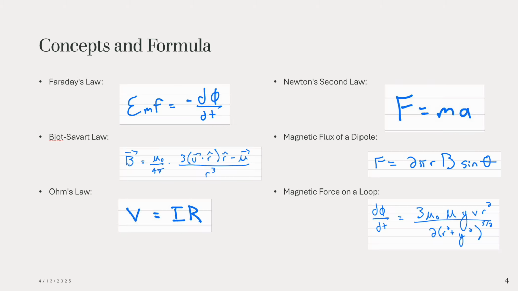Now, concepts and formulas. The overarching concept here is relating EMF to magnetic flux via Faraday's law. We also have the Biot-Savart law, which is the dominating magnetic field equation. Then Ohm's law sneaks back into play here, as well as Newton's second law. And the last two equations are a little bit more niche, but the magnetic flux of a dipole and the magnetic force on a loop will also come up.